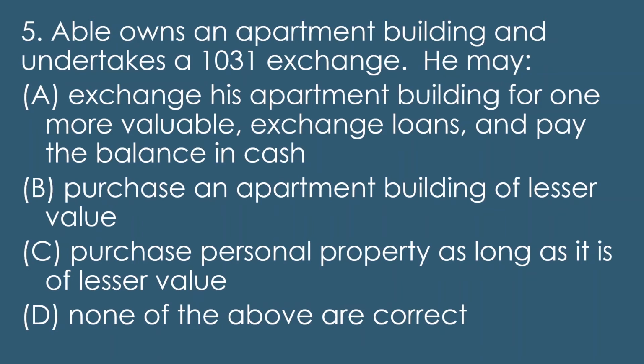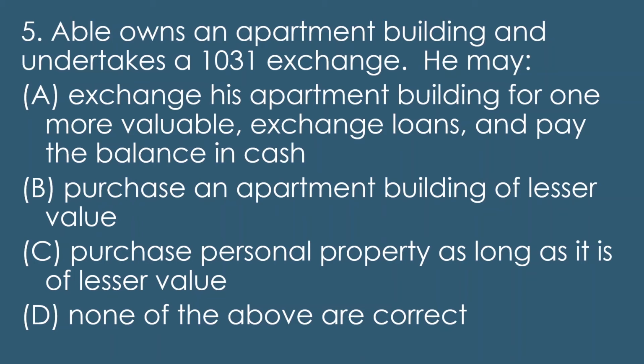B, purchase an apartment building of lesser value. That is not okay. You cannot do that with a 1031 exchange. It has to be of equal or higher value. C, purchase personal property as long as it is of lesser value. Well, we know lesser value automatically is a no, but personal property he cannot do because that's not of like kind.